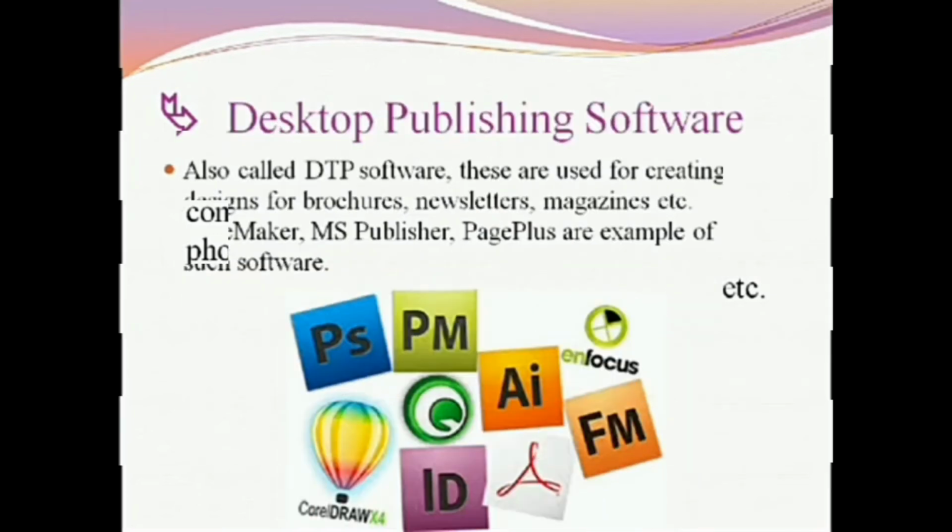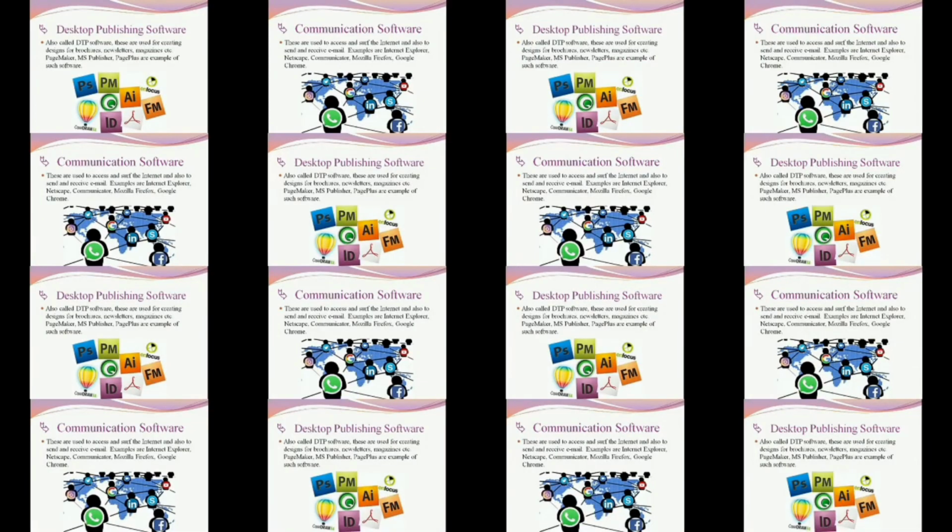Next point, very useful nowadays, desktop publishing software, also called DTP software. These are used for creating designs for brochures, newsletters, magazines, etc. PageMaker, MS Publisher, and PagePlus are examples of such software. In this picture you see PS, PM, AI, FM, ID, CorelDRAW and Adobe. So these are very helpful as DTP software or desktop publishing software.